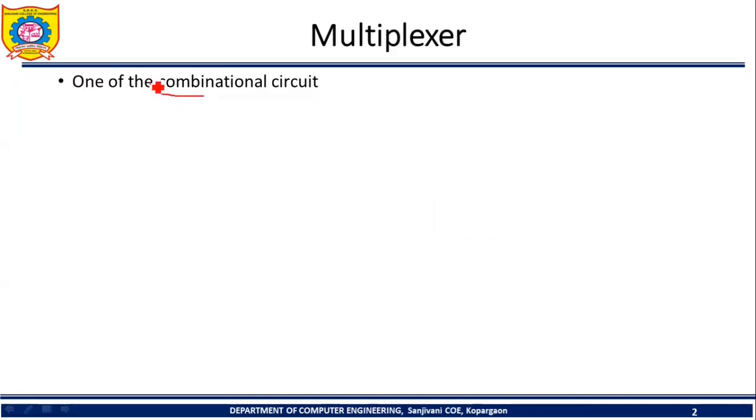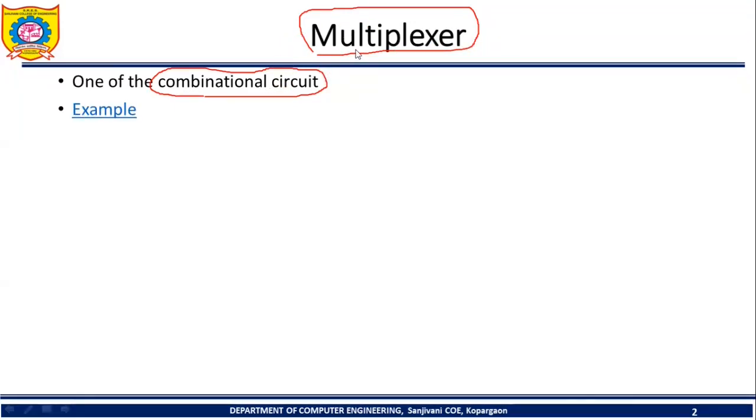So in case of combinational circuit, what happens? Output depends upon present input. We have seen half adder, full adder, subtractor, all those were combinational circuit. So multiplexer is also one type of combinational circuit because in multiplexer also output will depend upon present input.